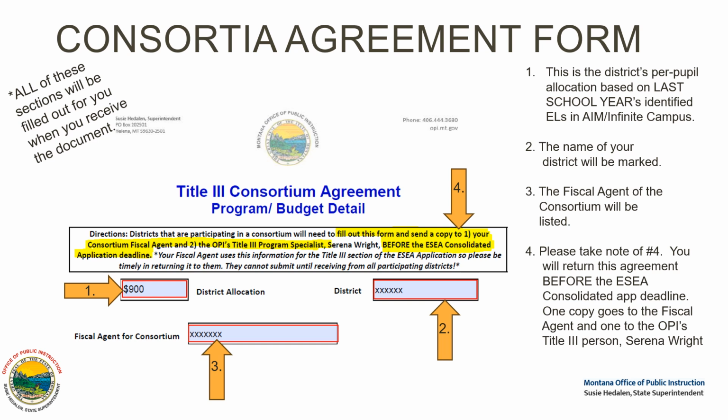Okay. The last piece, arrow number 4, is the most important. So you will return this agreement before the ESEA consolidated application deadline. 1 copy goes to the fiscal agent and 1 to the OPI's Title III person, me, Serena Wright. So when I send this to you by email, you will fill it out and send it back to the clerk or the fiscal agent of the consortium, and you will also include me on that email. I keep a copy of all of the agreement forms.